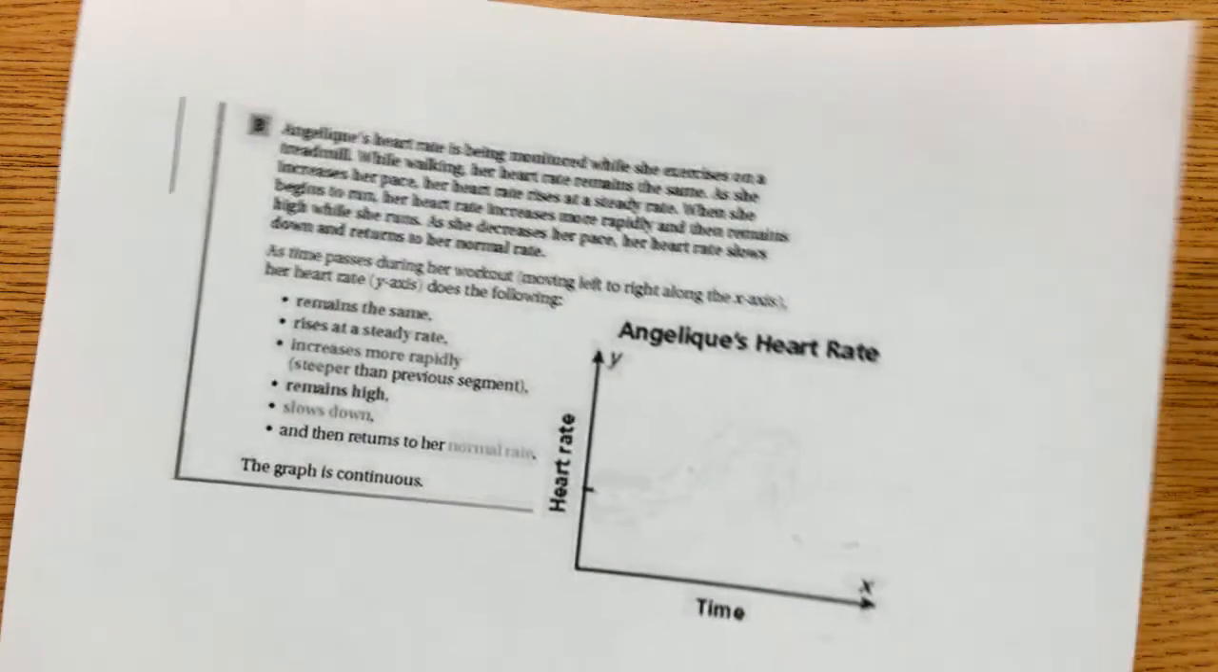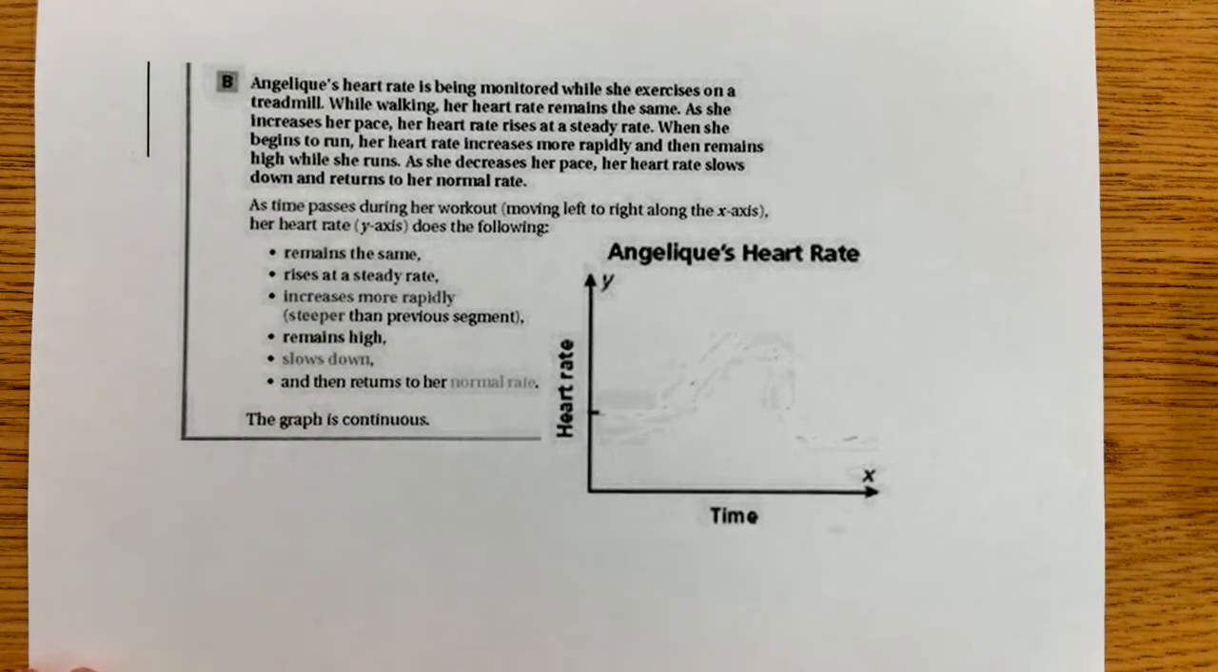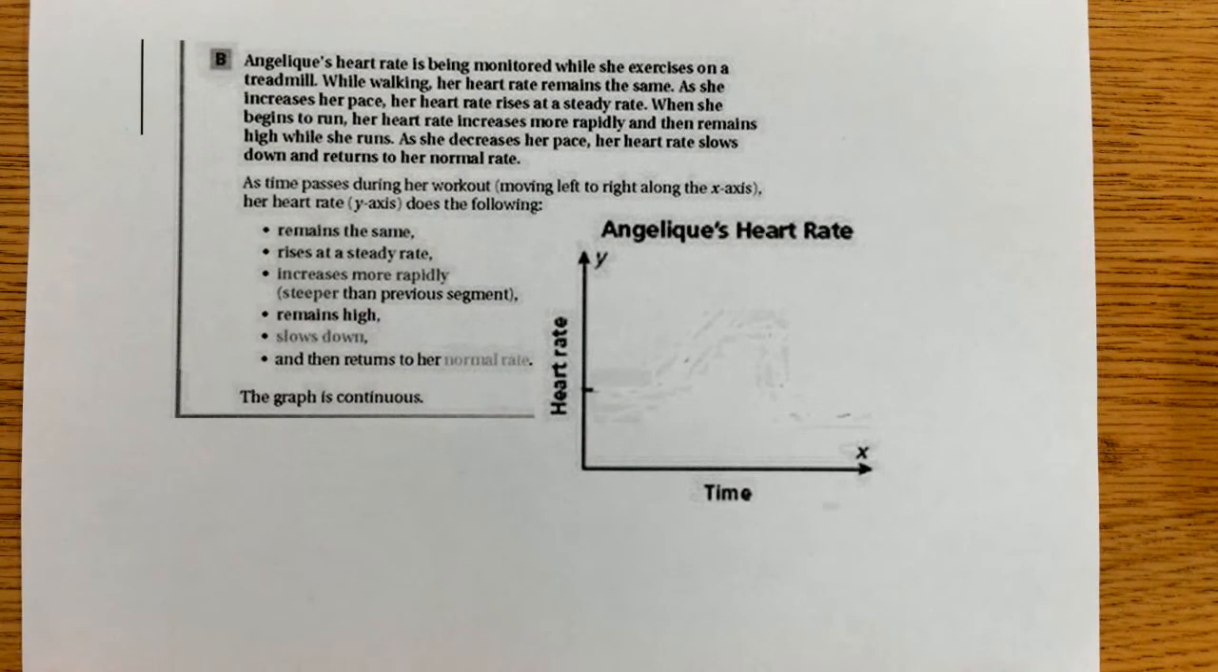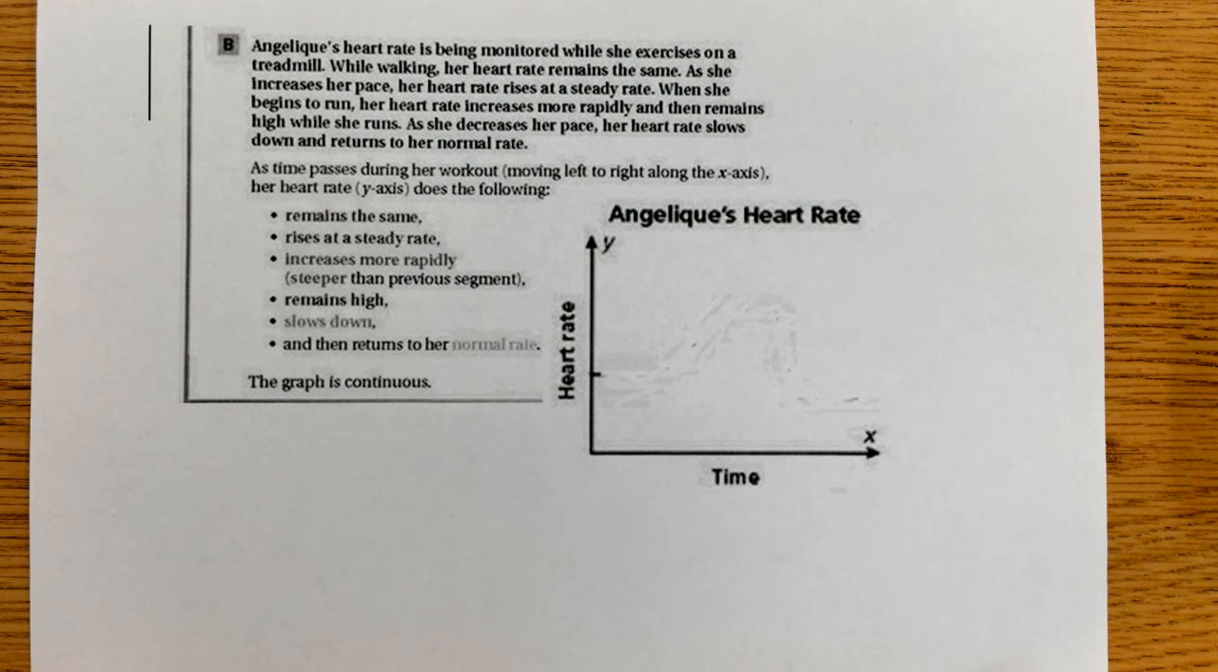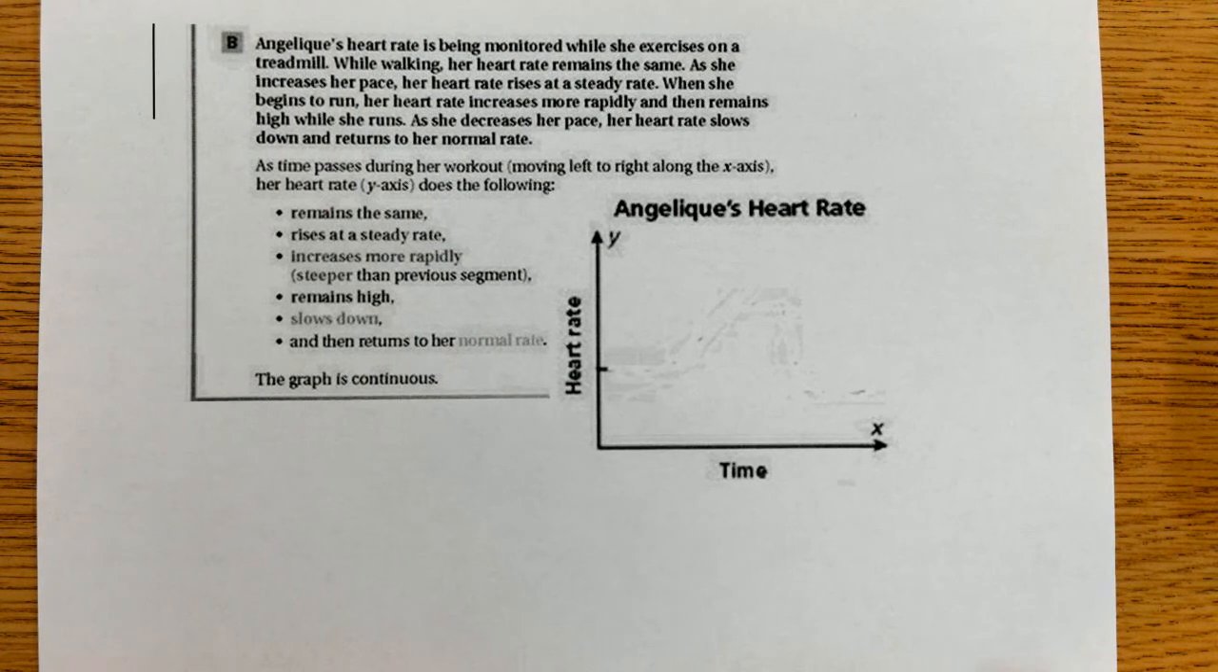So now we're going to look at part B. Okay, so we have heart rate is being monitored while she exercises on a treadmill. While walking, her heart rate remains the same. As she increases her pace, her heart rate rises at a steady rate. When she begins to run, her heart rate increases more rapidly, then remains high while she runs. As she decreases her pace, her heart rate slows down and returns to her normal rate.